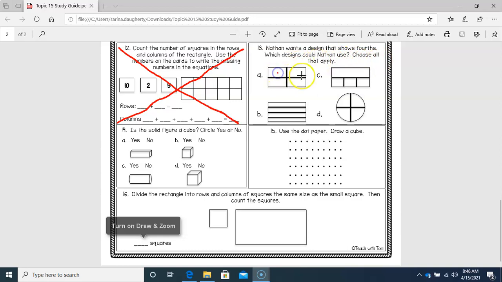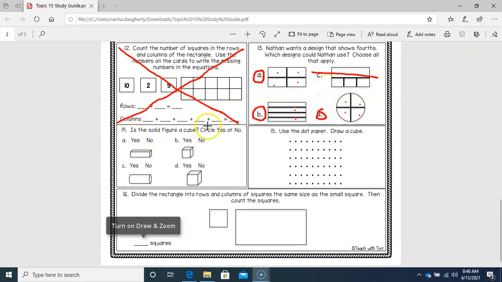So this is 1, 2, 3, 4, and A looks like equal shares, so that's one of them. C has 4 places, but it's not equal shares, so that one is not correct. B has 1, 2, 3, 4, and they look like equal shares, so that one is correct. D has 1, 2, 3, 4, and it looks like equal shares, so that one is correct. So your correct answers are A, B, and D.